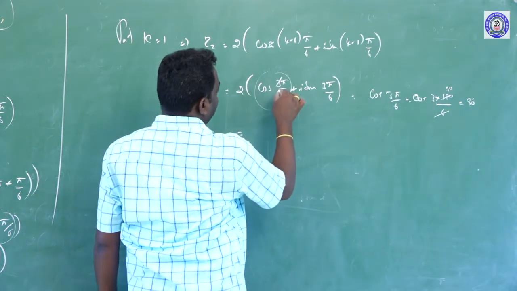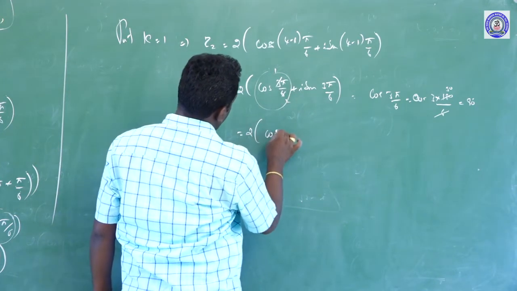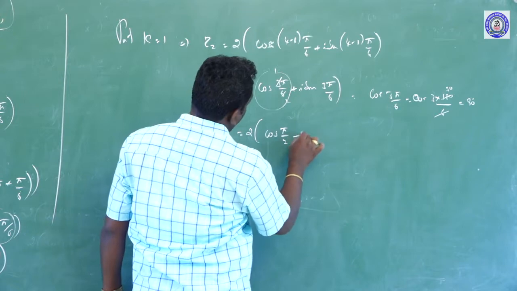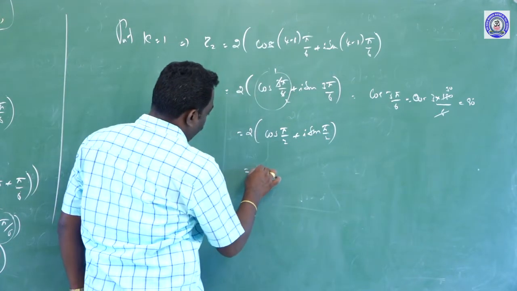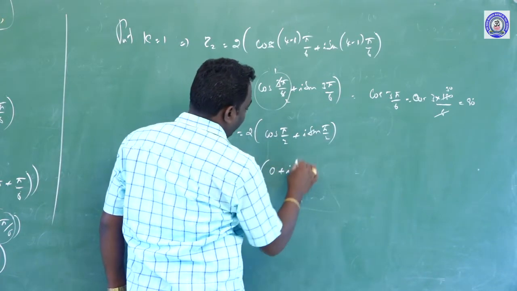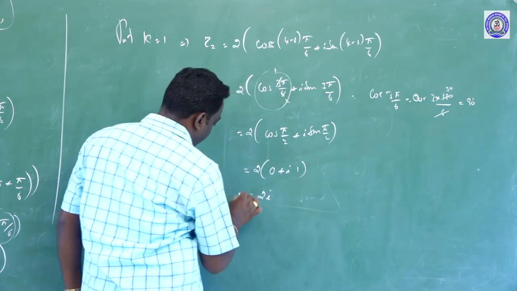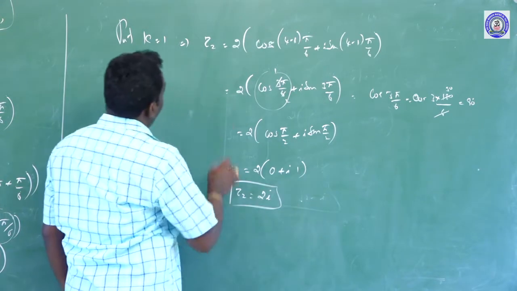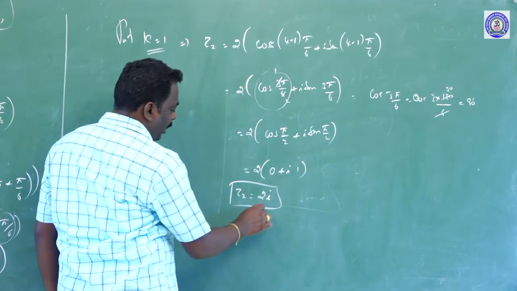Therefore simply cancelling the term, we get 2 into cos of π/2 plus i sin of π/2, that is equal to 2 times of cos 90 equal to 0, plus i into sin 90 equal to 1, that is equal to 2i. 2i is called z2. So if you put k value equal to 1, we get the root that is called 2i.